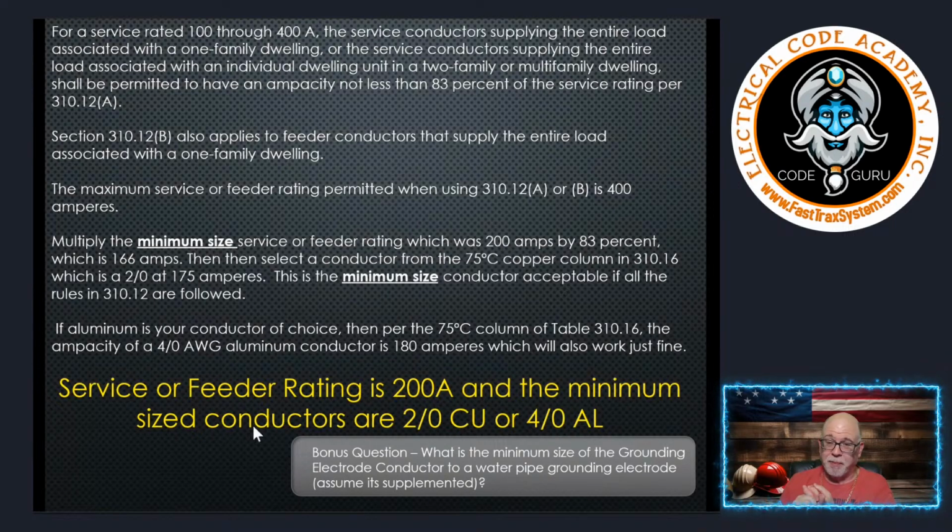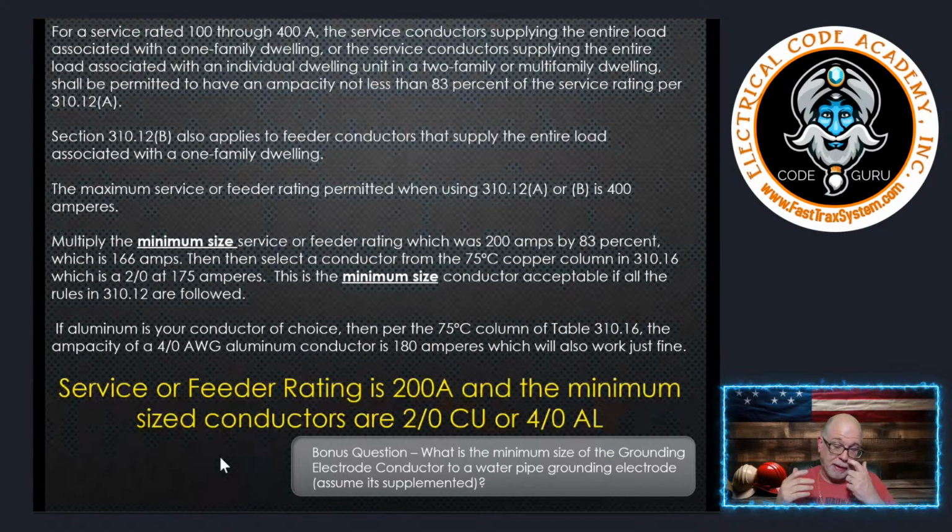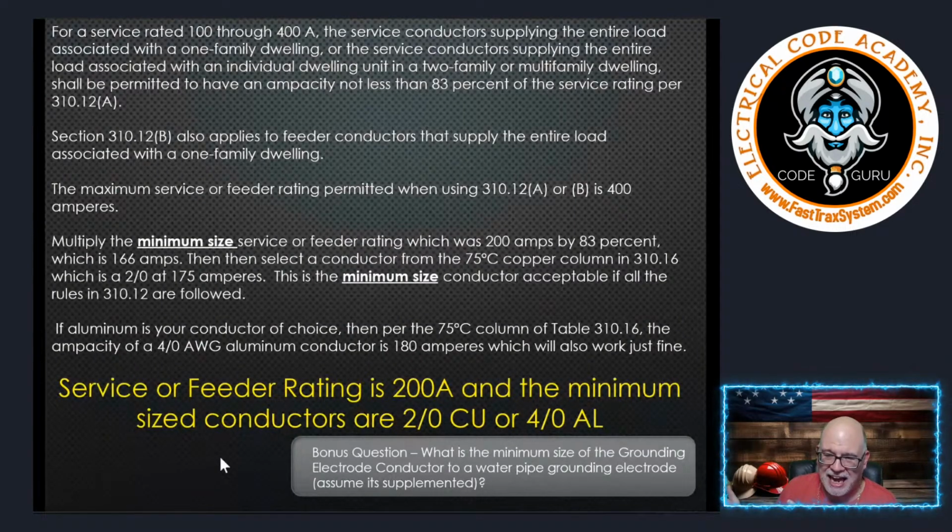Now, if I ask you as a bonus question, now that we know all this stuff, and I said to you, what is the minimum size grounding electrode conductor to a water pipe grounding electrode? Assume it's supplemented. So again, I don't need anybody to say, well, a water pipe ground requires a supplemental electrode. Yeah, we know that. I'm only asking you what's the size that you would run to the water pipe electrode if you had one. Not a trick question. You just need to remember that you're going to go to table 250.66 based on the size of the conductors that we have here, which is the 2-aught copper, okay?